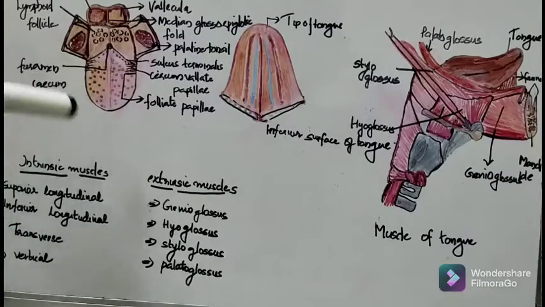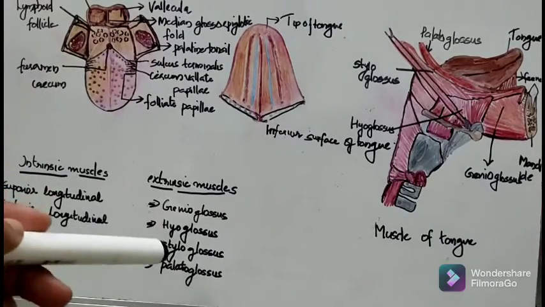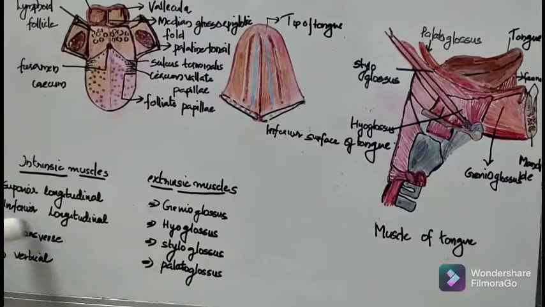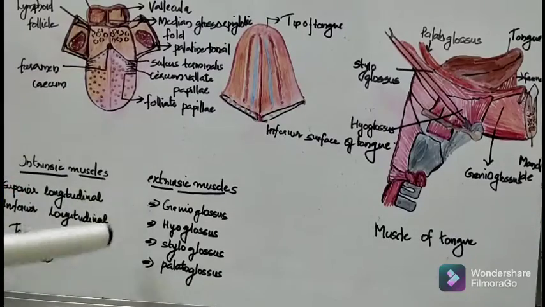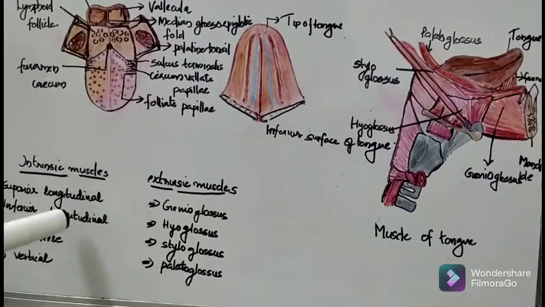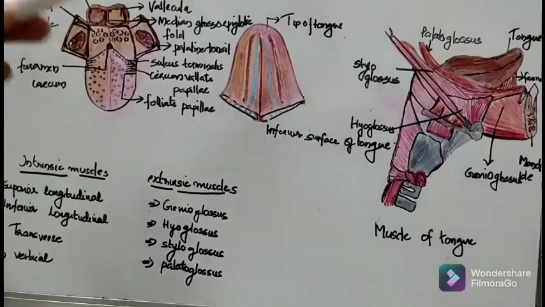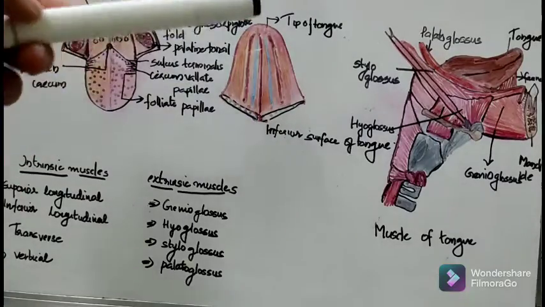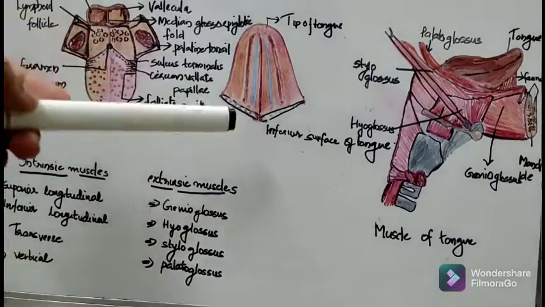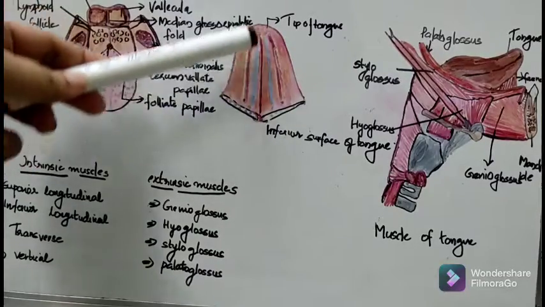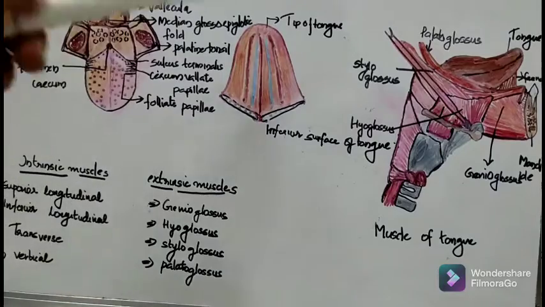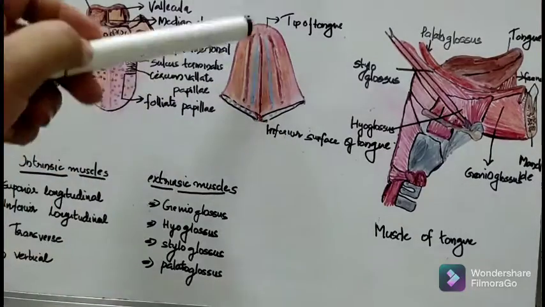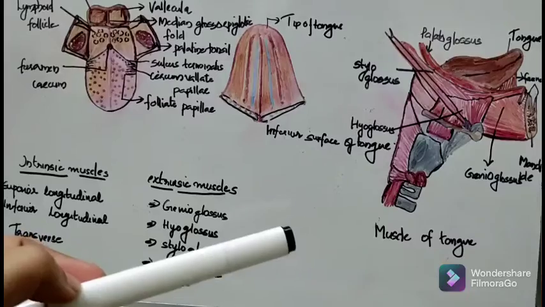The 4 intrinsic muscles are the superior longitudinal, inferior longitudinal, transverse, and vertical. From the name itself you can get an idea of what the intrinsic muscles are. The superior longitudinal muscle is present in the superior surface of the tongue, near the mucous membrane, just behind the mucous membrane. The inferior longitudinal is seen nearer to the inferior surface of the tongue.